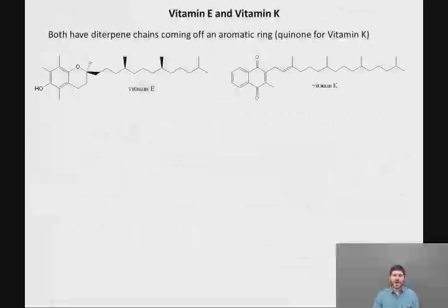The other two I want to talk about, and I'm going to be much briefer about these, are vitamin E and vitamin K. If you look at these two structures, they actually also look pretty similar, and they both have diterpene chains coming off of an aromatic ring. In the case of vitamin E, the aromatic ring is a simple benzene ring, monocyclic. In the case of vitamin K, the aromatic ring is what's called a quinone. So it's a bicyclic aromatic ring that has two ketones on it. And we're going to have more to say about quinones in a later unit of this course also.